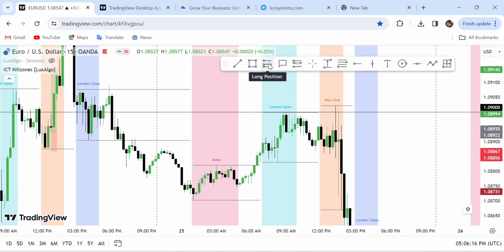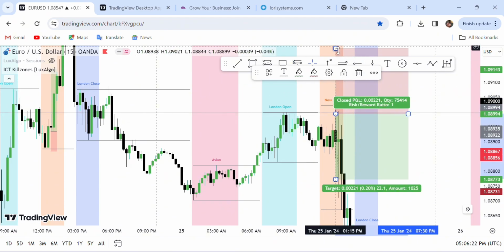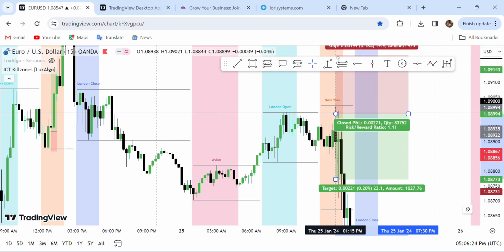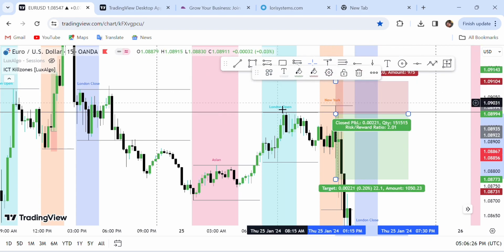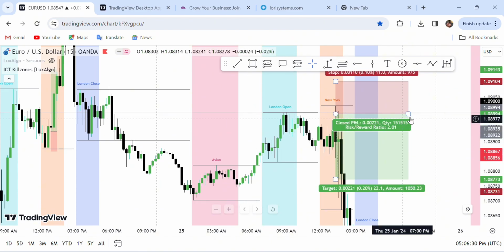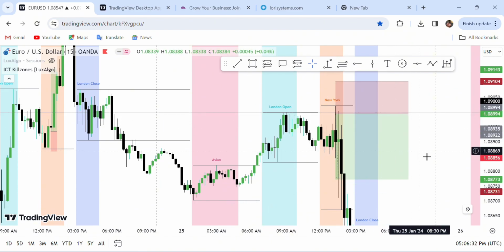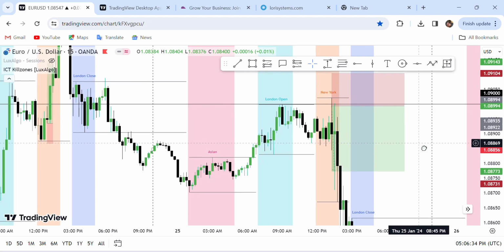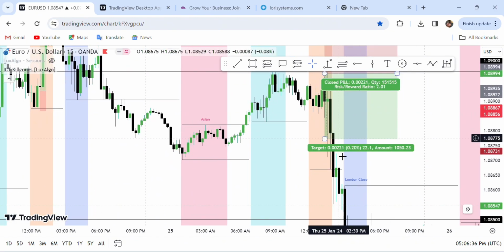Maybe you try to take a sell from here, you put your stop loss above a previous high, like this high, okay, and then target 50 pips. So if you are trading around 1.0900, we should be heading towards 1.0850.